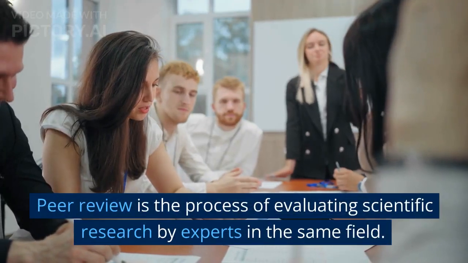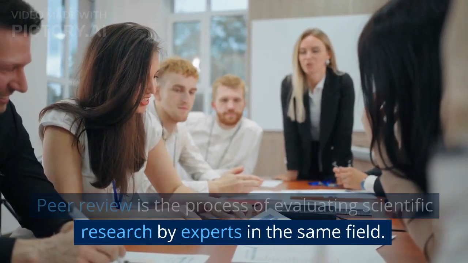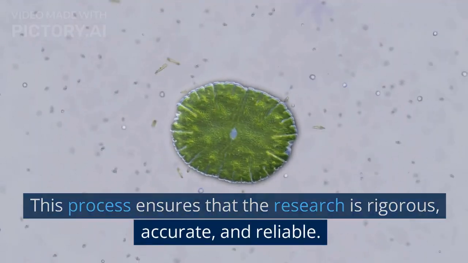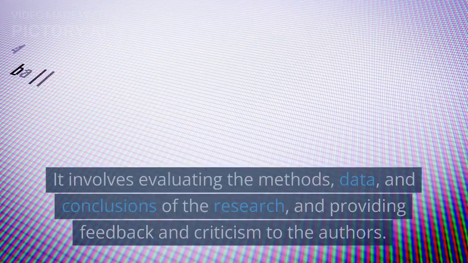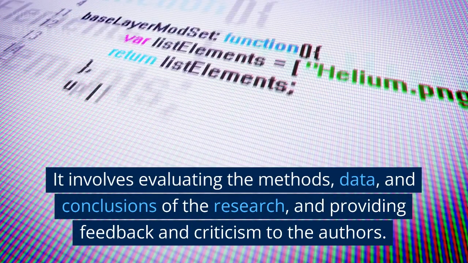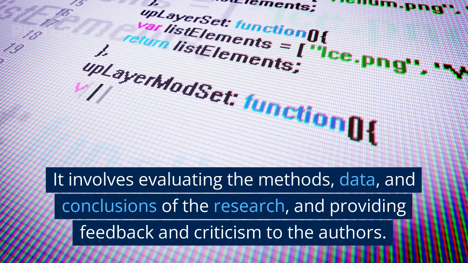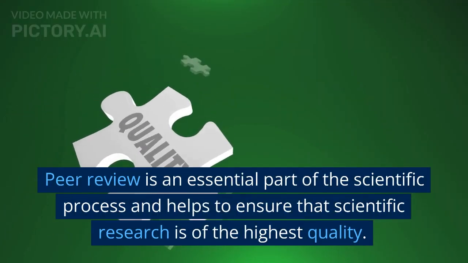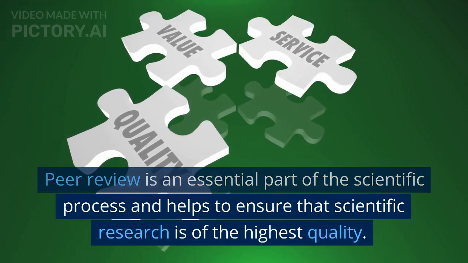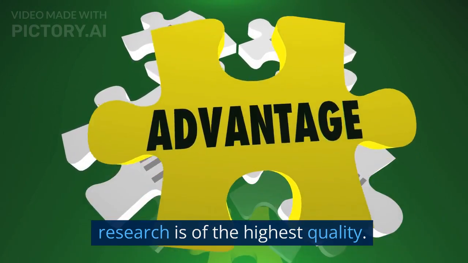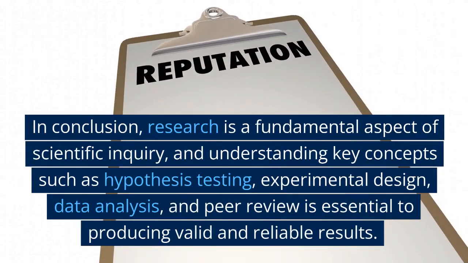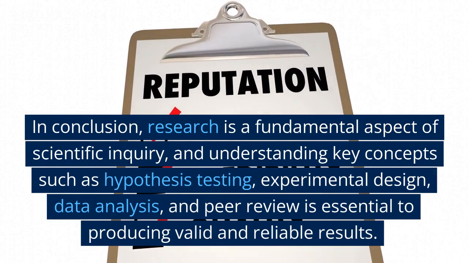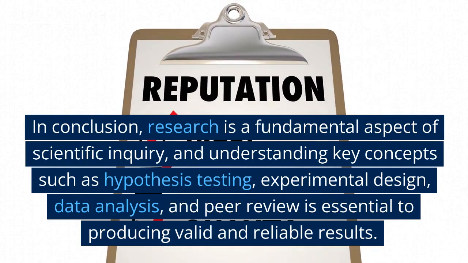Peer review is the process of evaluating scientific research by experts in the same field. This process ensures that the research is rigorous, accurate, and reliable. It involves evaluating the methods, data, and conclusions of the research, and providing feedback and criticism to the authors. Peer review is an essential part of the scientific process and helps to ensure that scientific research is of the highest quality.